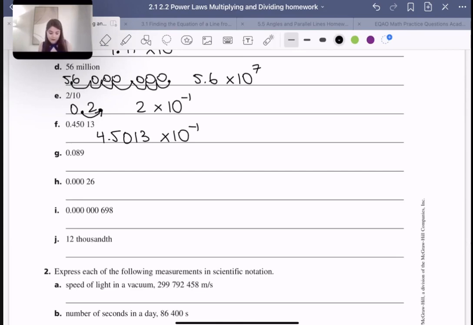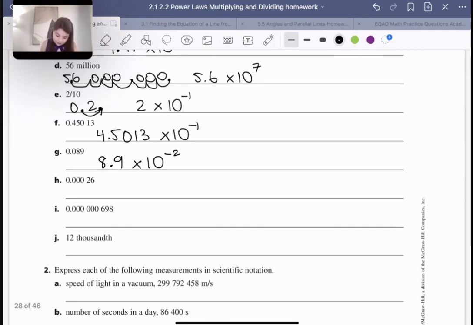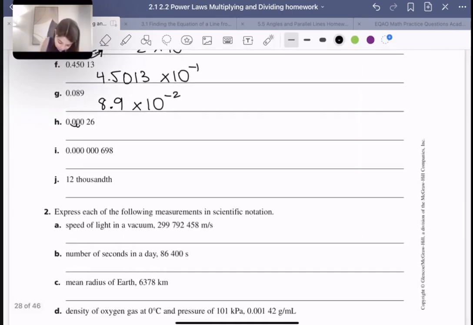Okay, what about this one? Well, here we have to move the decimal over twice to get 8.9. And so it would be times 10 to the negative 2 since we moved it over twice there. All right, and what about h? Let's see, 1, 2, 3, 4 times. So that's 2.6 times 10 to the negative 4 since we moved it over 4 times to the right.